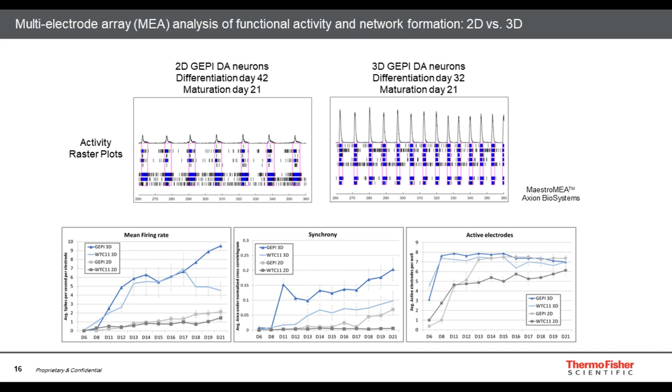Michael also compared the mean firing rate, the synchrony, and the fraction of active electrodes for neurons replated from 2D or 3D cultures. In each of 2 cell lines, specification of floor plate in 3D led to higher mean firing rates, greater synchrony across electrodes, and activity across a wider area of the well. Also, if you look carefully at these graphs, each of these characteristics reached its maximum earlier in 3D specified dopaminergic neurons.